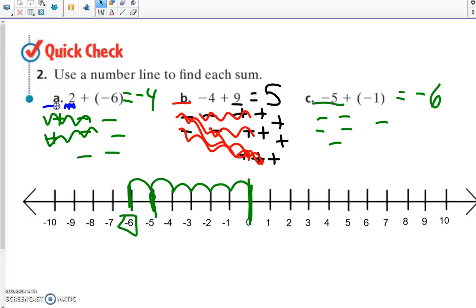Now, after drawing pictures, using number lines, maybe you've come up with a strategy. Maybe you already knew a strategy. That's good. Because drawing the pictures and using the number line are great when we're dealing with small numbers. But think about this problem.